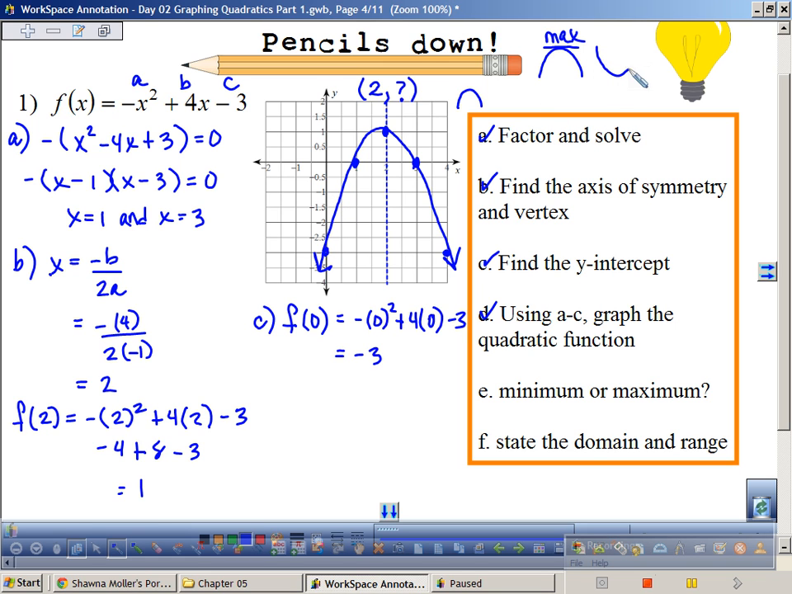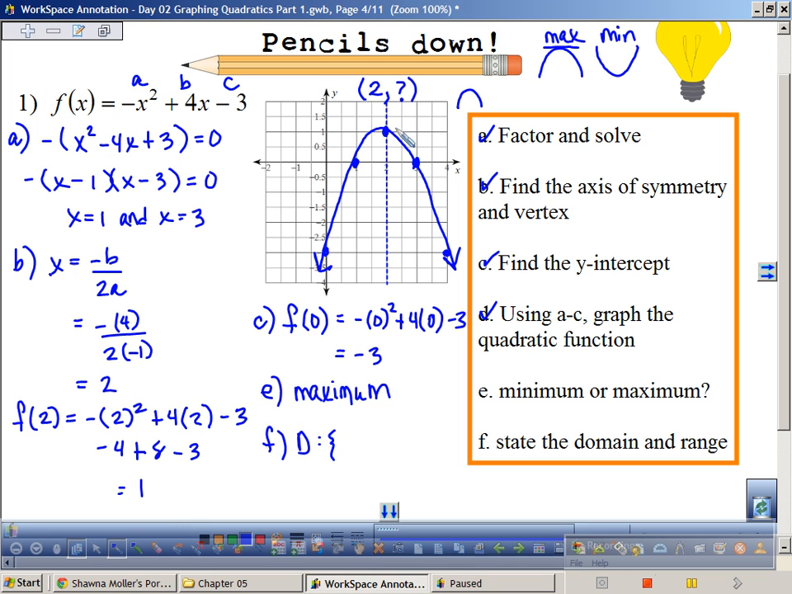This would be minimum, right? If you were to fall down into a valley, that's the lowest he could go. So E would be, this is a maximum point at my vertex. F is domain and range.